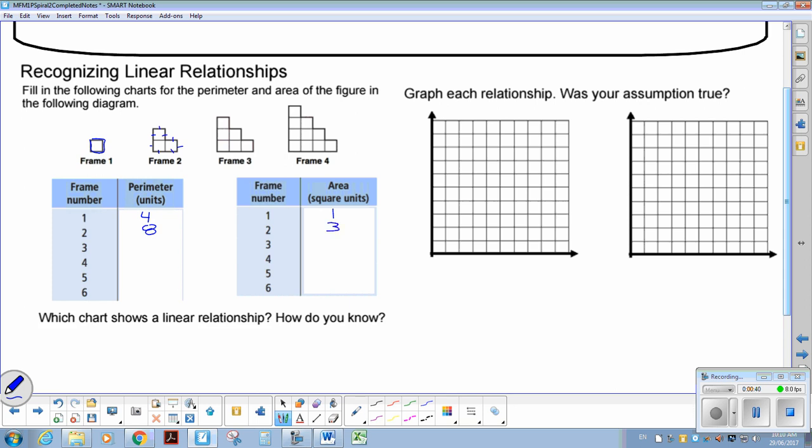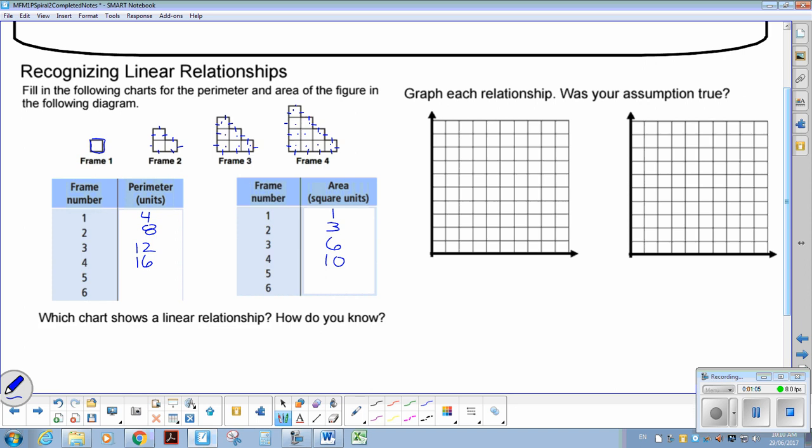Area is 3. 1, 2, 3, 4, 5, 6, 7, 8, 9, 10, 11, 12 for my perimeter. Area 1, 2, 3, 4, 5, 6. And the last one here, 1, 2, 3, 4, 5, 6, 7, 8, 9, 10, 11, 12, 13, 14, 15, 16. The area 1, 2, 3, 4, 5, 6, 7, 8, 9, 10.